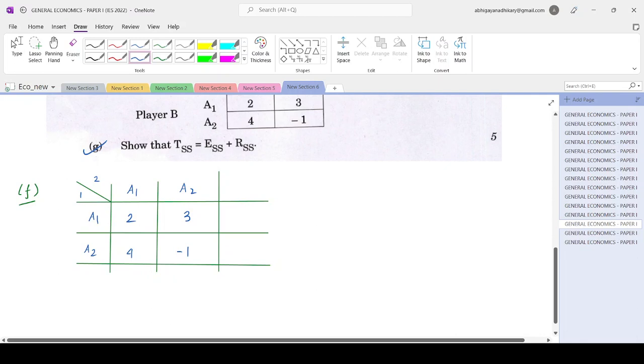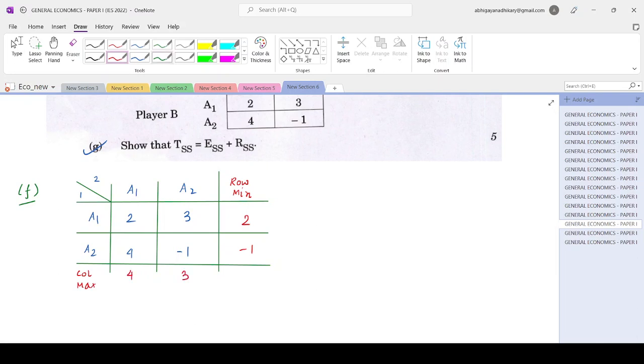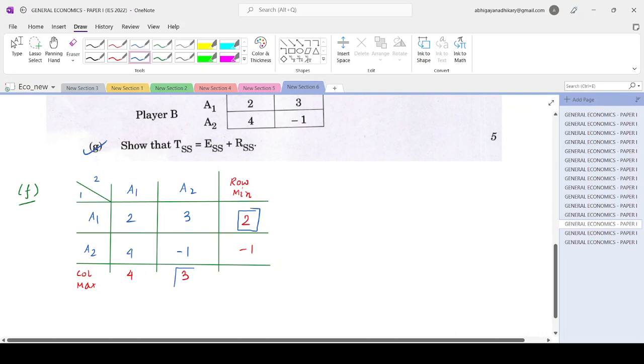So what do we do in the minimax theorem? We basically try to find out the row minimum in each case. So over here it is 2 and over here it is minus 1. And here we will try to find out the column maximum. So that is 4 and this is 3. Now out of the row minimum, we'll see which one is the maximum. So that is 2. And out of the column maximum, we see which is the minimum, which is 3.